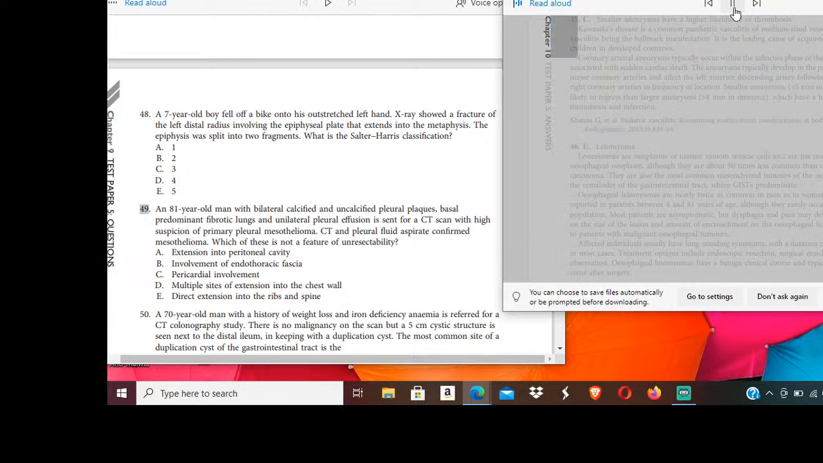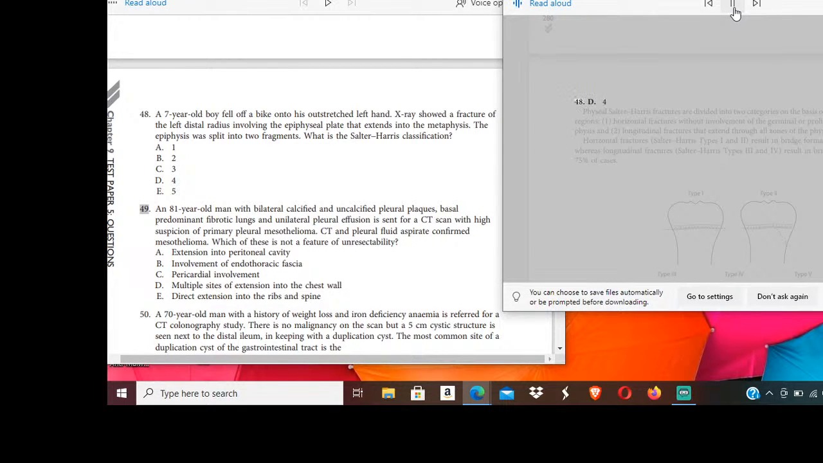Chapter 10. Test paper 5, answers. 48. D. For physeal Salter-Harris fractures, fractures are divided into 2 categories on the basis of the involved physeal regions. 1. Horizontal fractures without involvement of the germinal or proliferative zone of the physis, and 2. Longitudinal fractures that extend through all zones of the physis into the epiphysis.